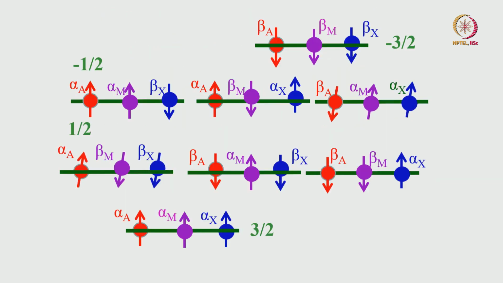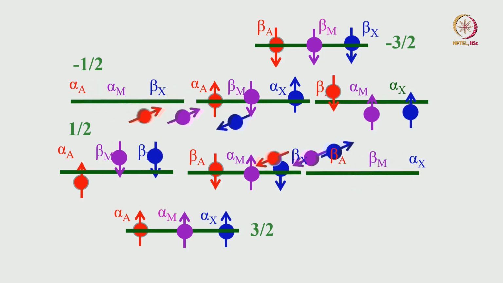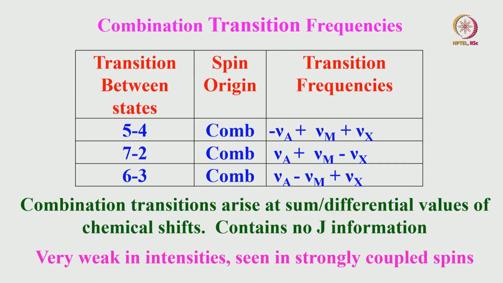Of course, I also showed you once when I was discussing the selection rules, there are 3 possibilities where all the 3 spins can flip at a time. These are called the combination transitions. 3 combination transitions are allowed here, but the combination transitions appear only at the sum and difference of the chemical shifts. They do not contain J information, and usually they are very weak in intensity, and they are seen only in the strongly coupled case. In the weakly coupled case, you do not see them.